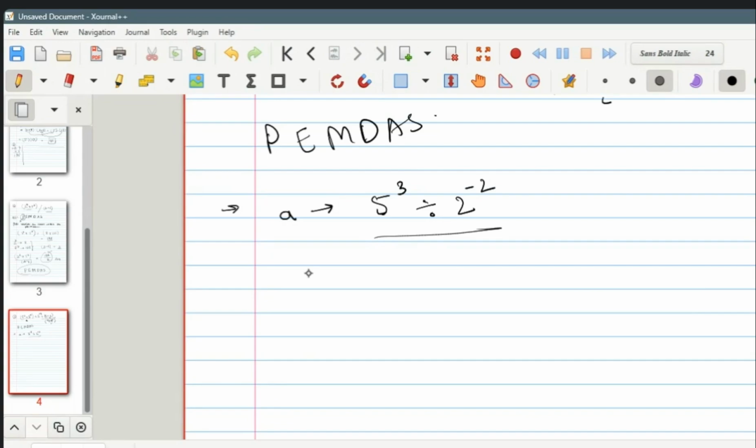So please, what is 5? Please think about the 5 power 3. What is 5 power 3? It is 125. Actually, 5 power 3 is 5 multiplied by 5 multiplied by 5. So what it is, 125.